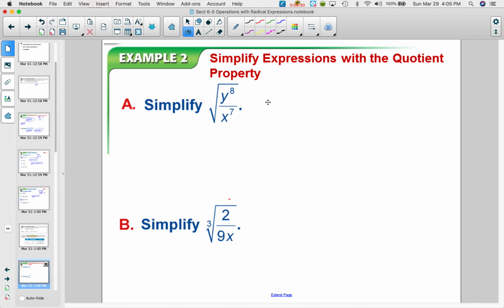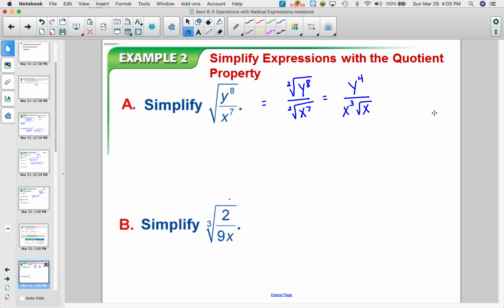So the first thing I'm going to do is I can rewrite this as the square root of y to the 8th over the square root of x to the 7th. So I can split it apart that way and work on each one separately. Now I'm going to put a little 2 here just to keep in mind how to simplify it. So 2 goes into 8 4 times with nothing left over. And 2 goes into 7 3 times, so I get x cubed, with 1 left over.